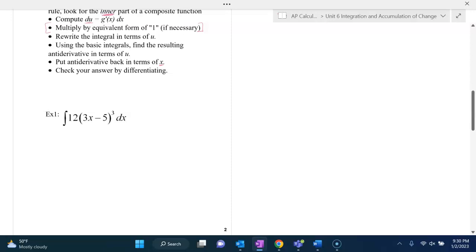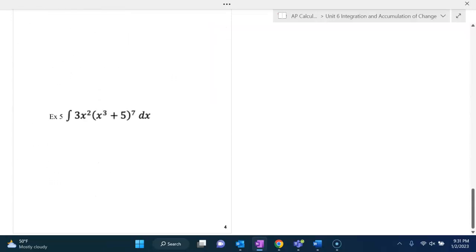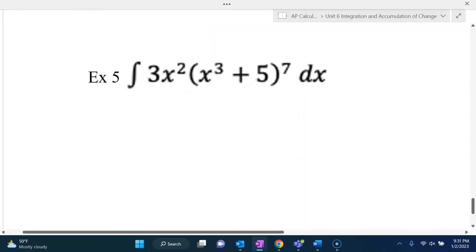I'm actually going to go a little out of order. I'm going to scroll all the way to example 5. I think it's a better one to start with. When you look at this, this isn't just a basic one like we've been doing. Notice that we have a product. Up until now, when we've had a product, we've distributed in. But you cannot distribute in because this is raised to the 7th power. And I'm pretty sure you don't want to sit here and FOIL this thing out 7 times and then distribute it in. So this is a perfect candidate for U sub.